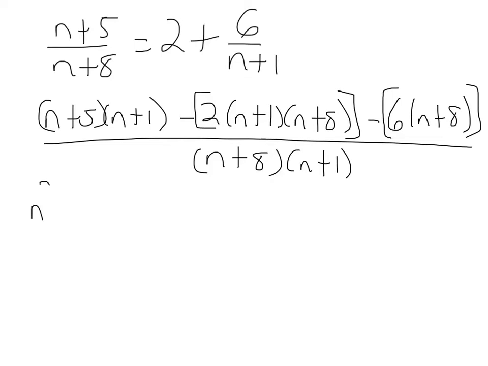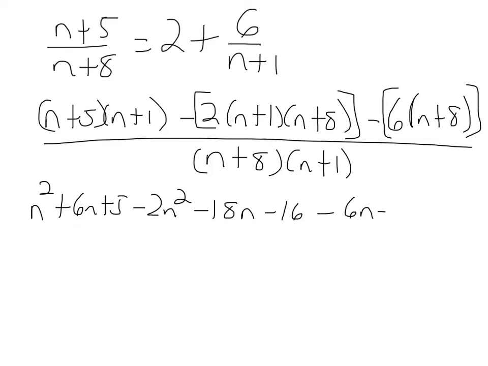So I have n squared plus 6n plus 5. This middle portion will become negative 2n squared minus 18n minus 16. This last portion will become negative 6n minus 48. And all of this is going to be equal to 0.